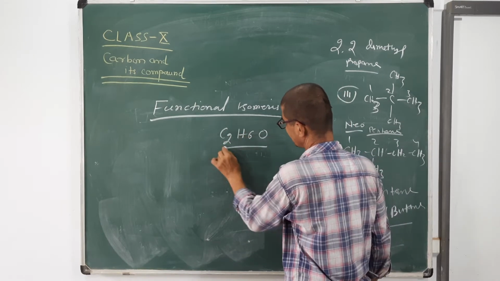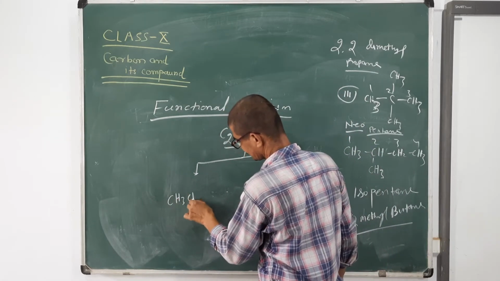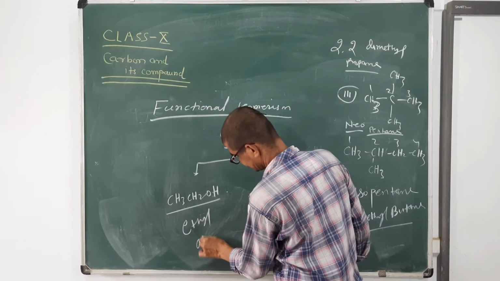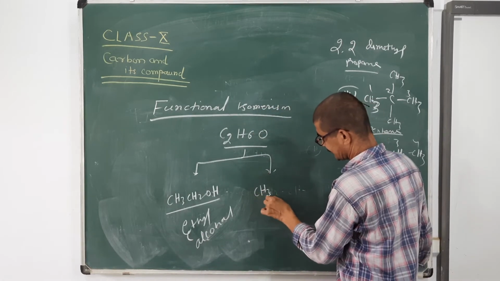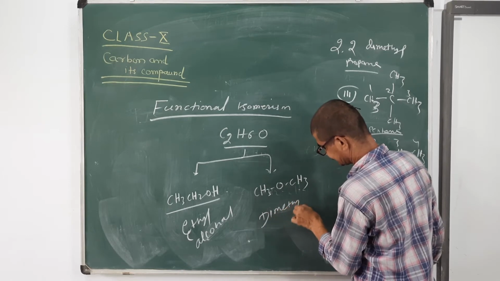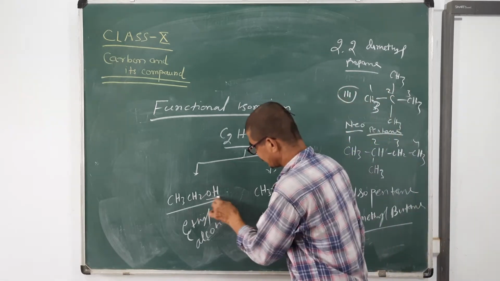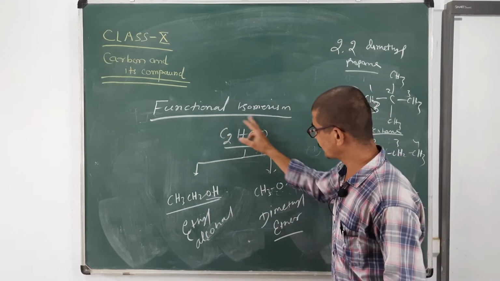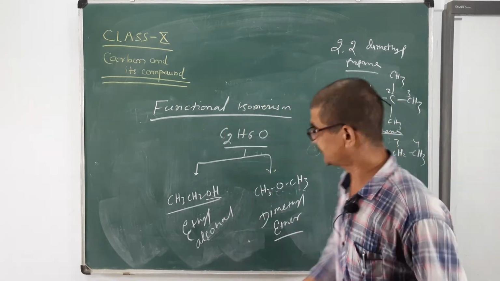C2H6O, this is a molecular formula. It forms two compounds. This is called ethyl alcohol. Now CH3OCH3, this is called dimethyl ether. One has an alcoholic functional group, the other has an ether functional group. So the molecular formula is the same but the functional groups are different. So this is an example of functional isomerism.